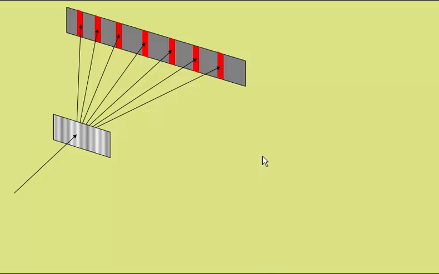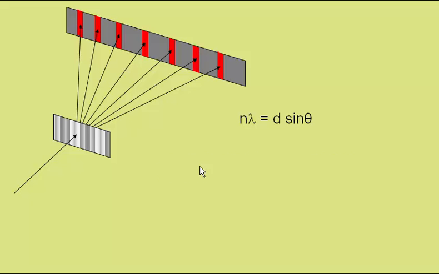Now, we showed earlier that n lambda equals d sine theta, where n is the number of the order, so n equals 1, n equals 2, n equals 3 from the central position, lambda the wavelength of the light, d the distance between slits on the diffraction grating, and theta the angle from the central point. So this angle, for instance, for n equals 1, this angle for n equals 2, and this angle for n equals 3.